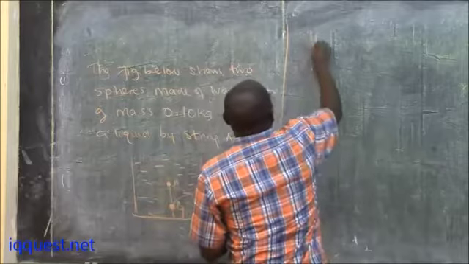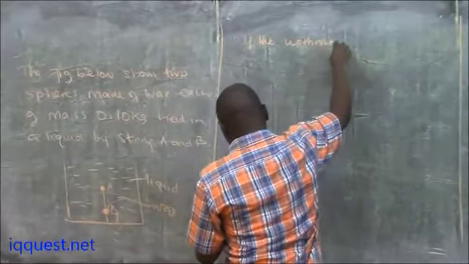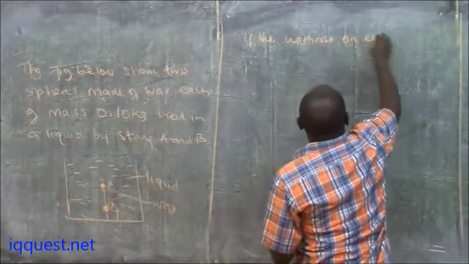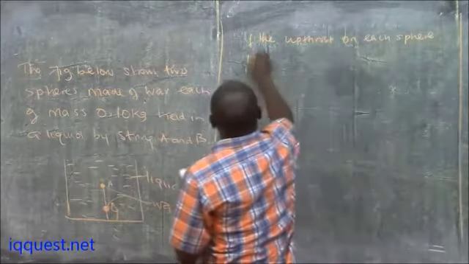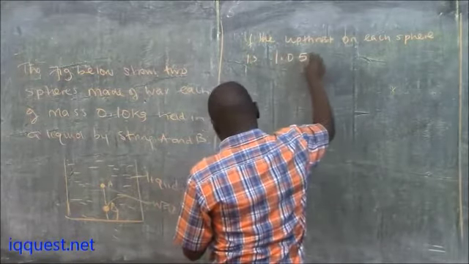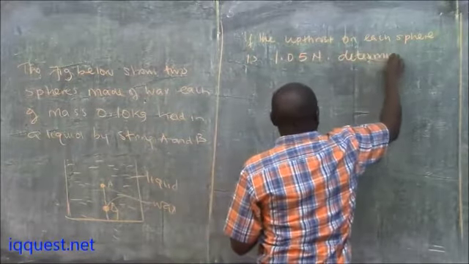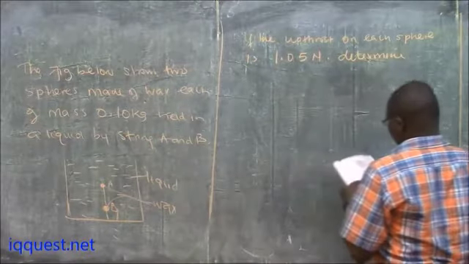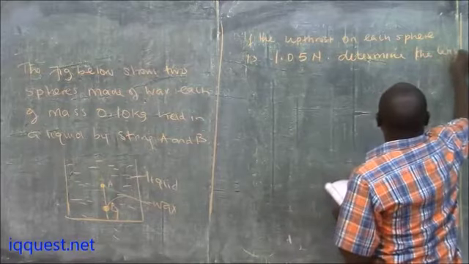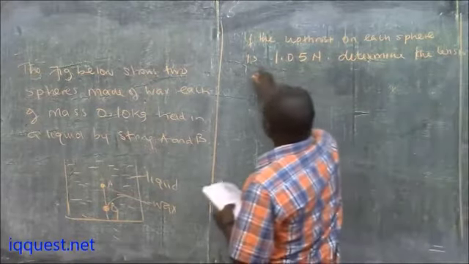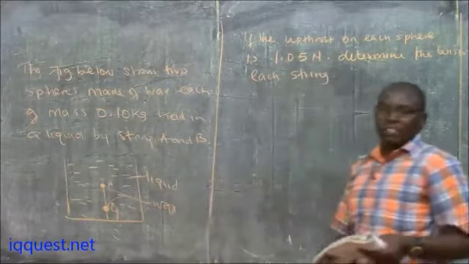If the upthrust on each sphere is 1.05 newtons, determine the tension in each string. Determine the tension in each string. So that was the question.